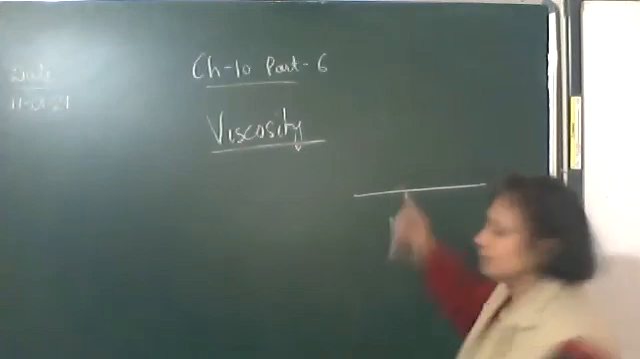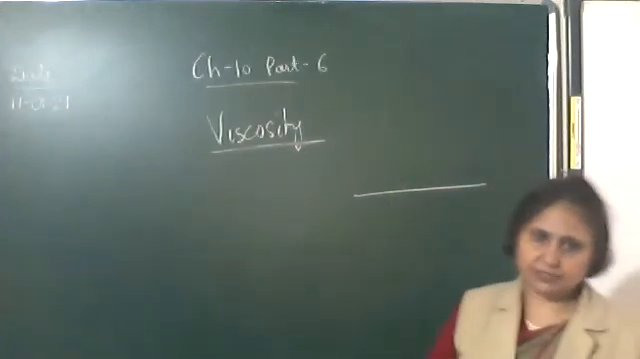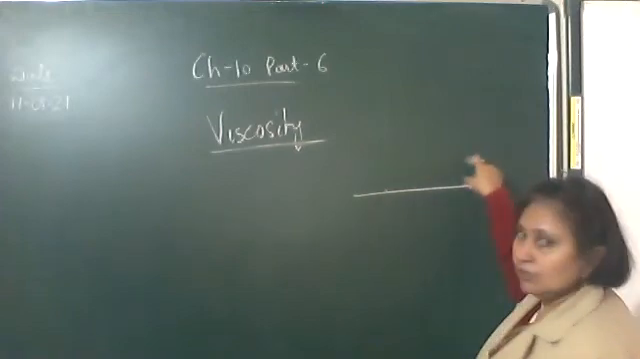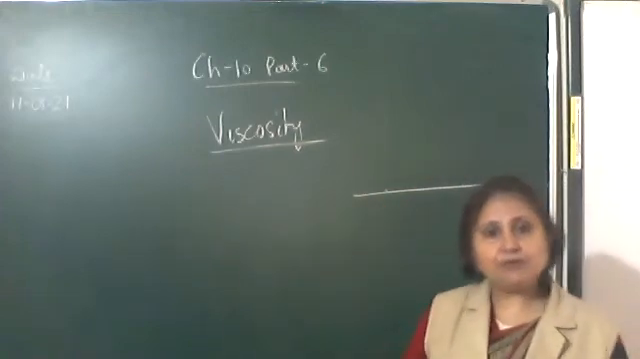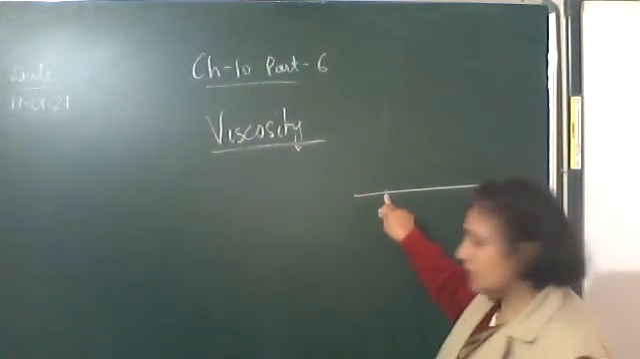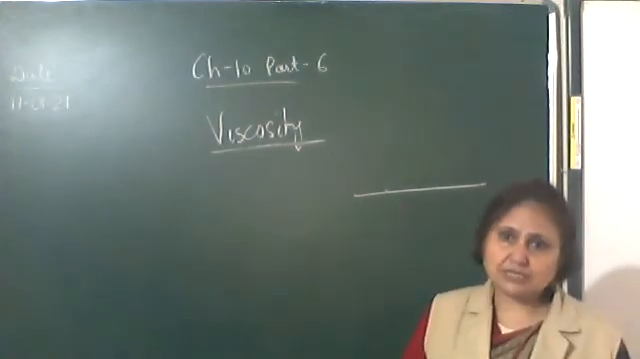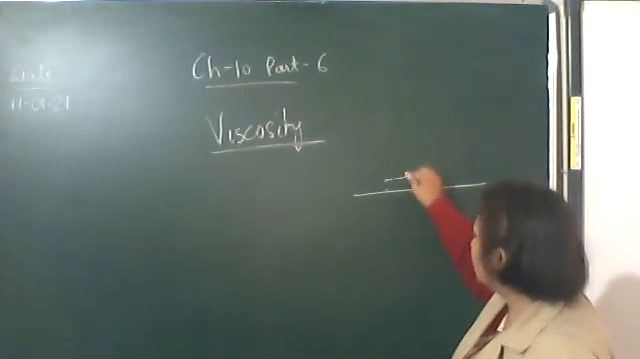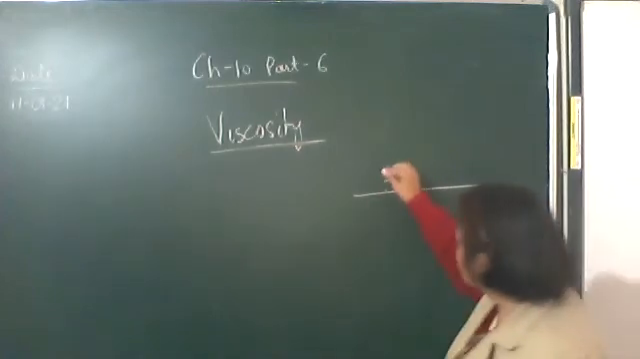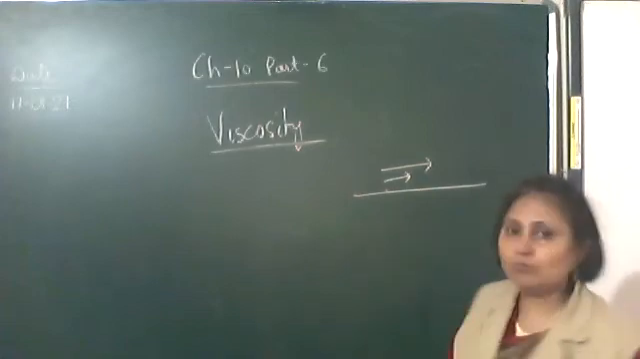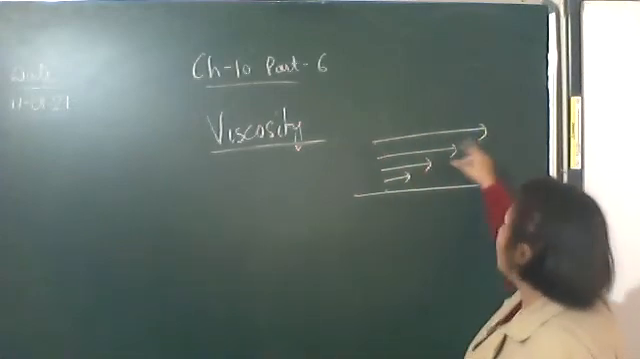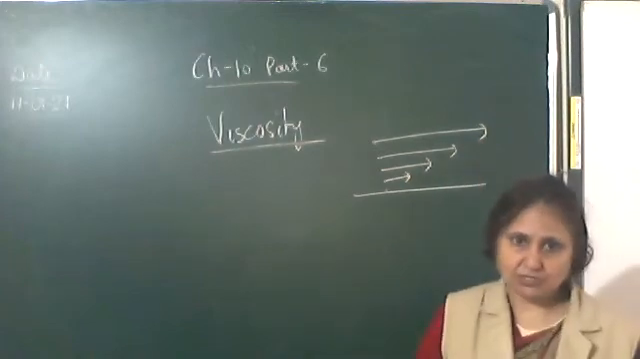Let the liquid be flowing on the floor, on a solid surface. It is not flowing as a whole; it flows in the form of layers. The layer which is in contact with the solid surface is almost at rest. The next layer will have a little velocity. Next to that will have a little more velocity. So this way, the topmost layer will have a maximum velocity.